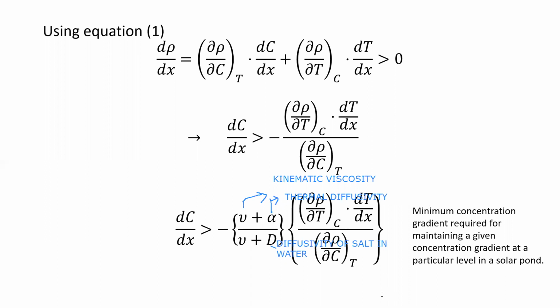So for the small perturbation, for solutions of salt in water under the conditions recorded in solar ponds, the value of v plus alpha divided by v plus d is about 1.15. In most cases, the value is about 1.15. The criterion for stability is a little more complicated and more stringent than the criterion given by the earlier equation.